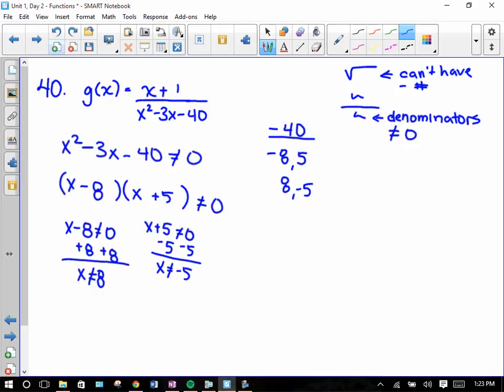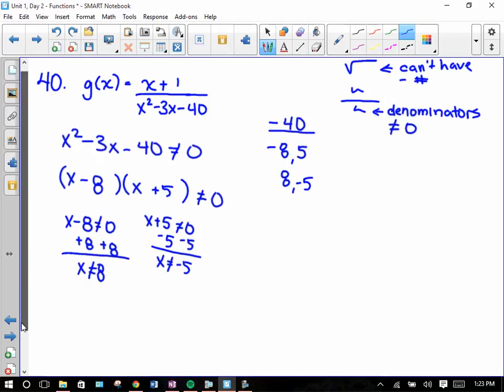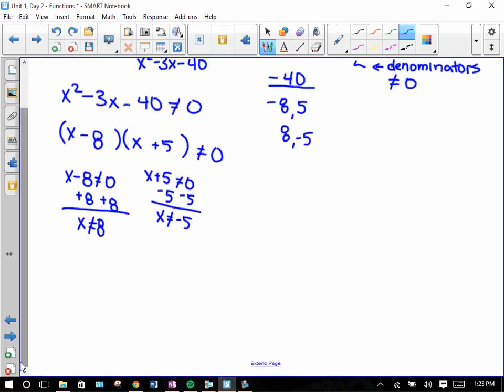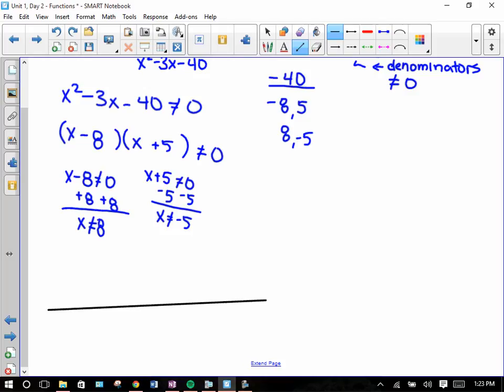Okay? So now what I'm going to do is I'm going to draw a number line, only because I want to visualize it for you guys. I need to find my domain. I know x cannot be -5, and it cannot be 8. Can it be everything else though? It can be anything else. It just can't be what my x's are that I have right here.